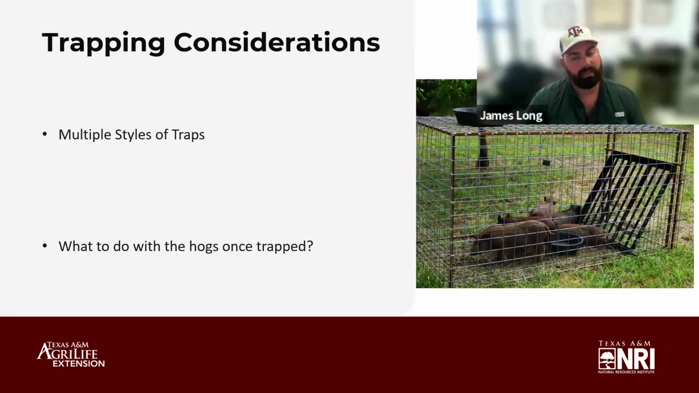Looking at some other trapping considerations, there's multiple styles of traps. You have human activated, animal activated, and continuous traps. So when we look at animal activated, those are going to be your corral traps or your box traps as pictured here. When we look at human activated traps, those are usually corral style traps that have a camera that's operated from a phone. And then when we look at continuous traps, those are traps such as the pig brig itself that allows for trapping all night.